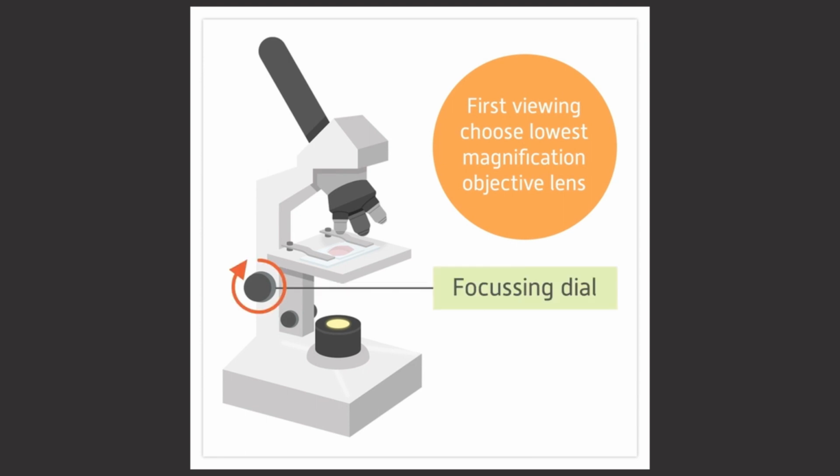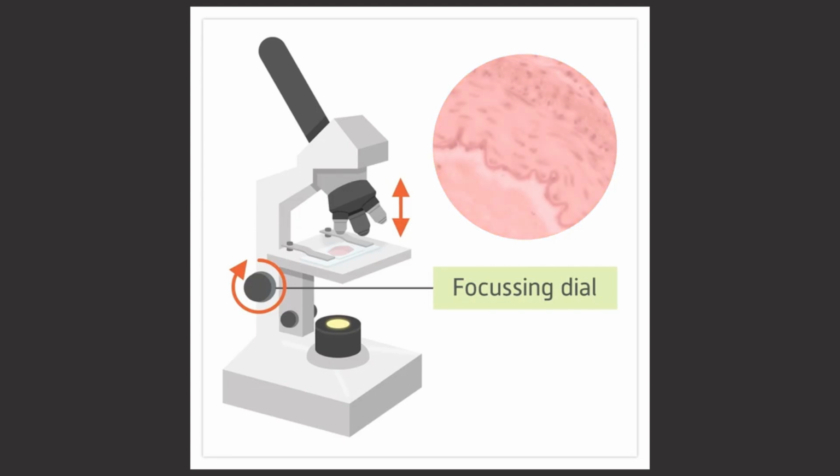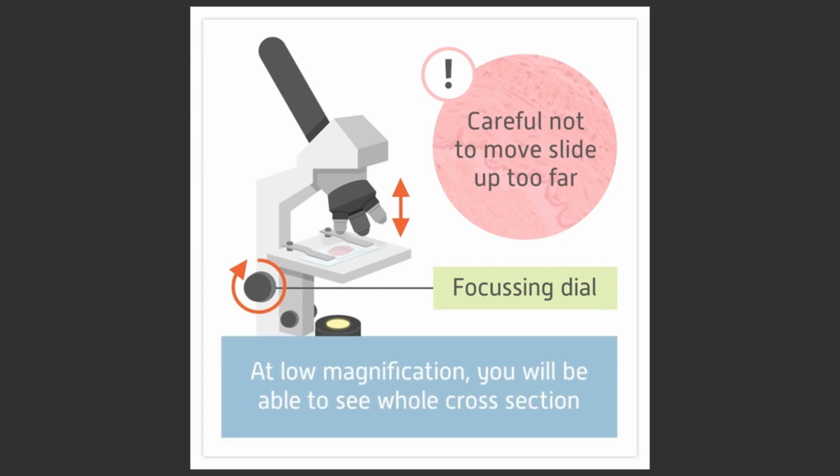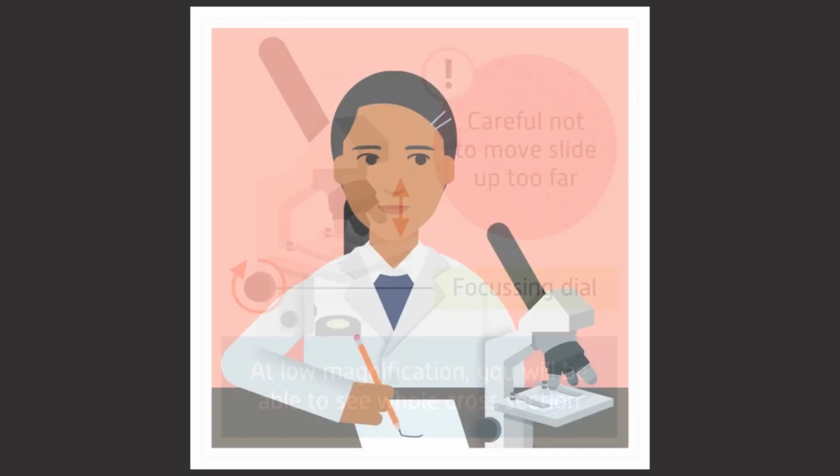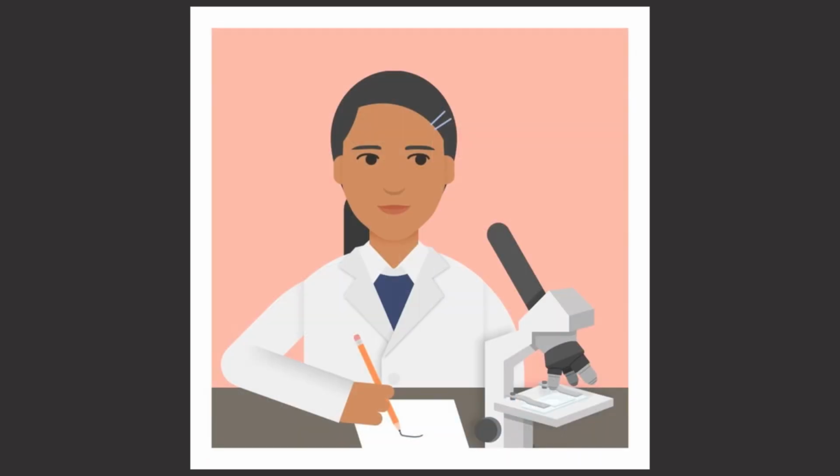Now use the focusing dials on the side of the microscope to move the lens up and down until it focuses on the specimen. You will know when it is focused because the image will be clear and not blurry. You must be careful not to move the slide up too much, or it can hit the bottom of the lens and crack it. At a low magnification, you will be able to see the whole cross-section. At this point, you should draw what you see.